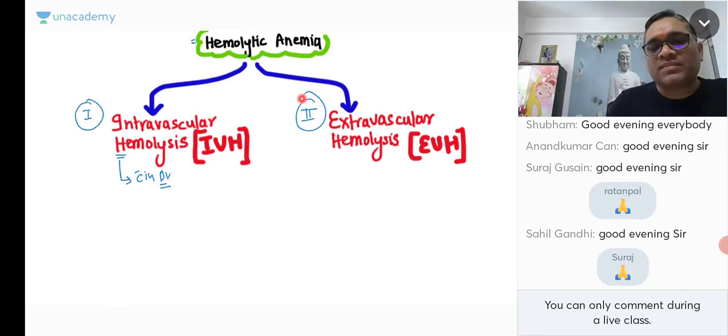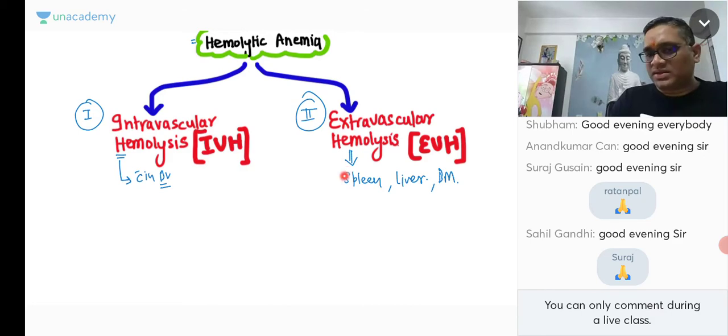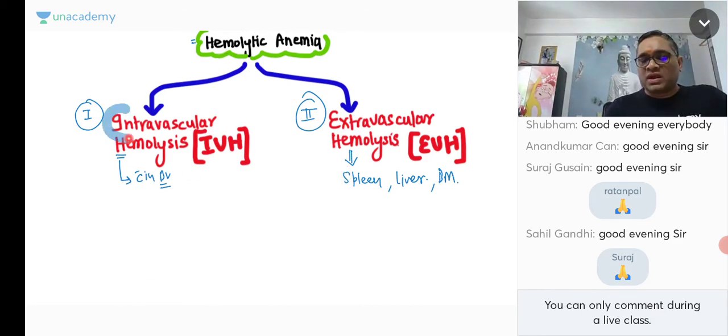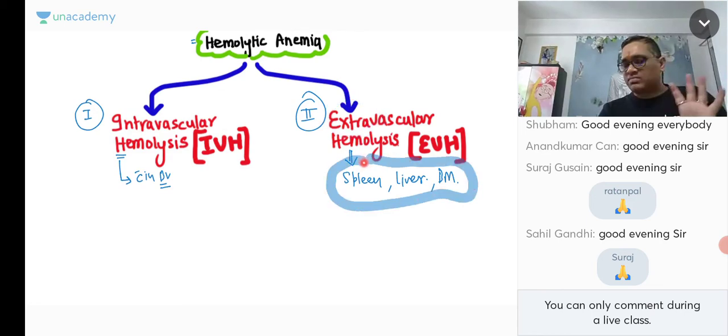And when it is outside the blood vessel, hemolysis outside the blood vessel, so where, in the spleen, liver, or even the bone marrow, right? So this will be called extravascular hemolysis. So I understood there are two types of hemolysis. One within the blood vessel, intravascular. Outside the blood vessel, extravascular. Where outside is spleen, liver, and bone marrow, right?